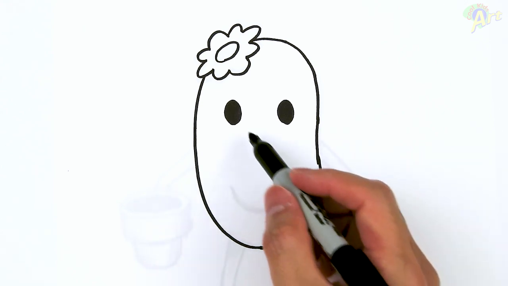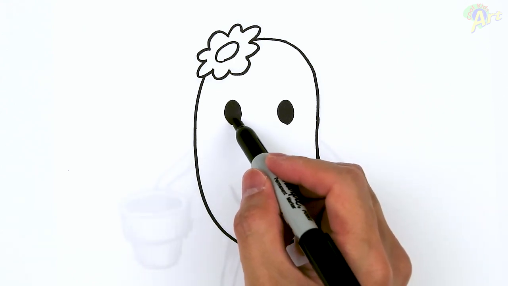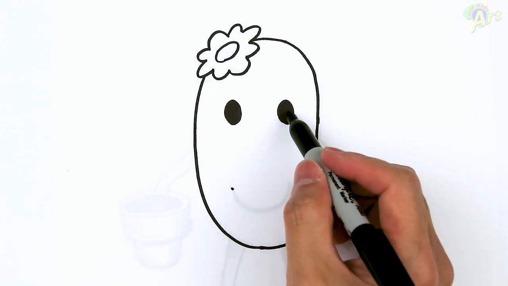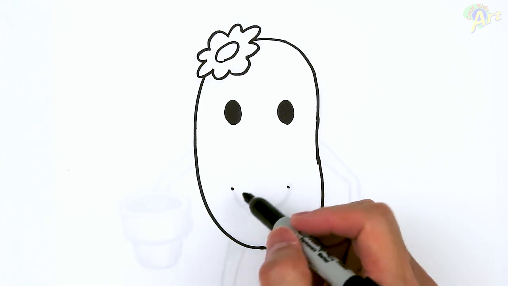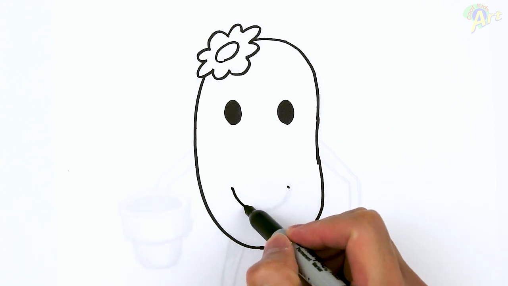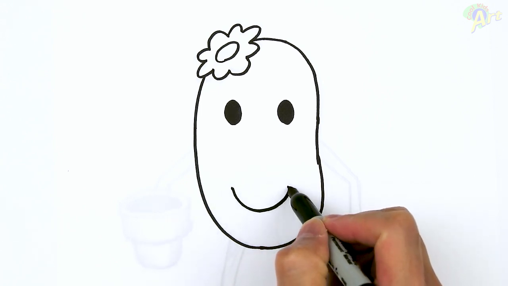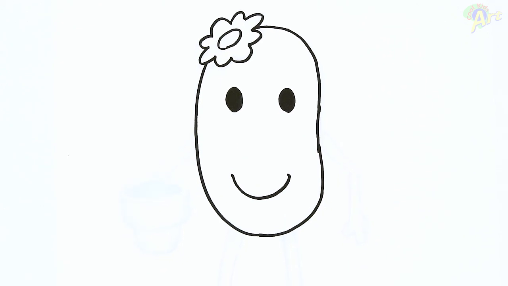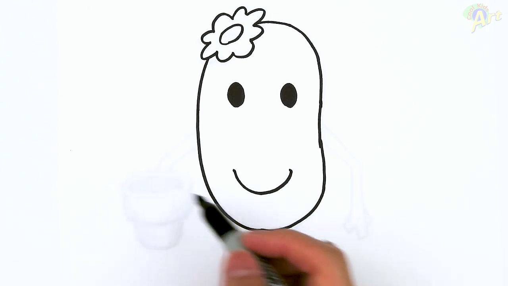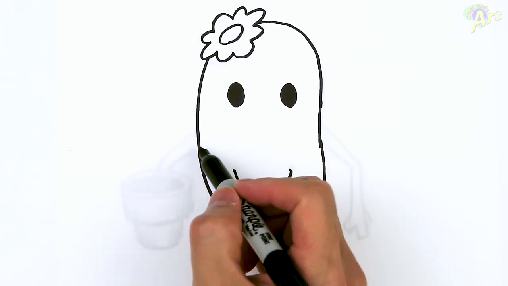And then now for the mouth, it's really simple. You can start at the eye, you come down, make a little point. And those are going to be the corners of the mouth. And now we just draw a little happy face. Alright, so that's the head and body, and now let's draw in the arms. And this one's going to be holding a flower pot, so let's start with this one.